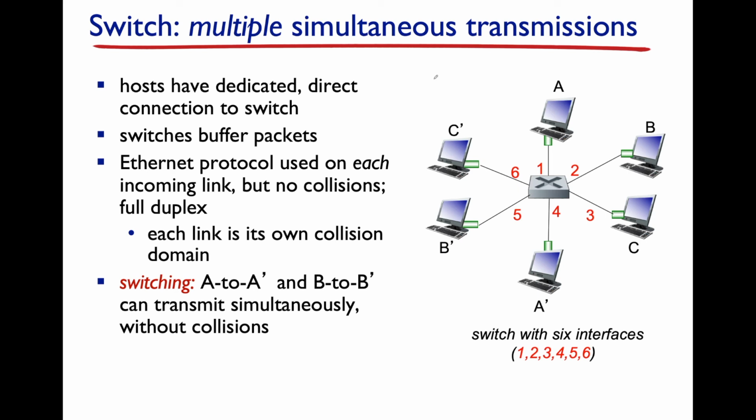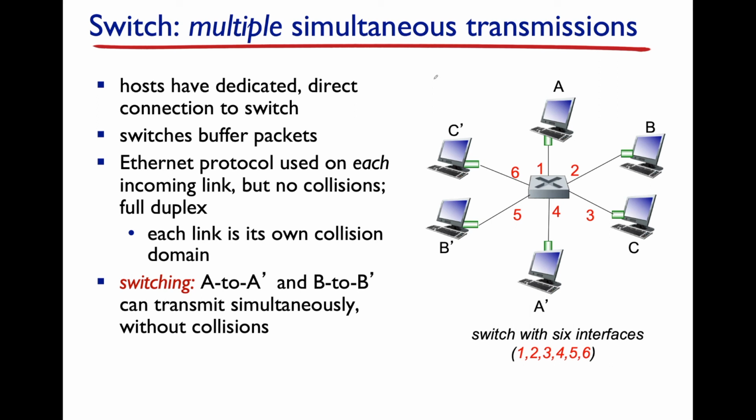The switches will buffer the packets, and then the Ethernet protocol is used on each of the incoming links, but there are no collisions. It's full duplex, and each link has its own so-called collision domain. There's no collisions because there's only one host on each one of these links that come together to the switch device.